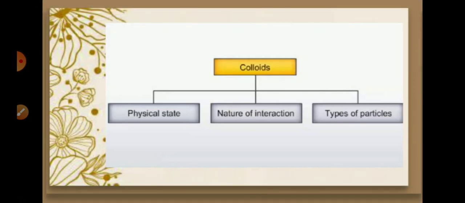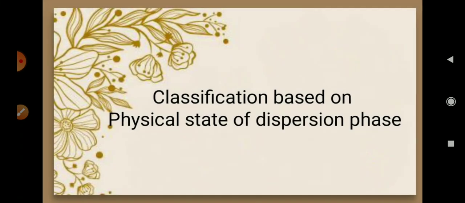Classification of colloids. It is classified into three types. First, on the basis of physical state of dispersed phase and dispersion medium. Second, on the basis of interaction. And the third, on the basis of type of particle. So in this video, we'll be discussing the classification based on the physical state of dispersion phase and dispersion medium.